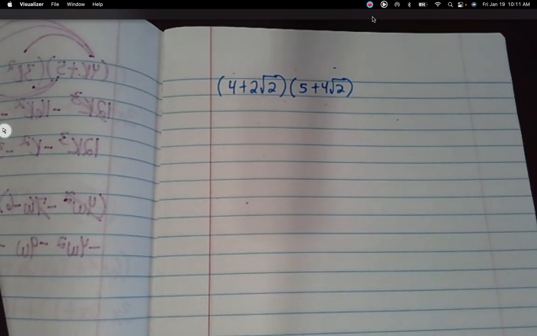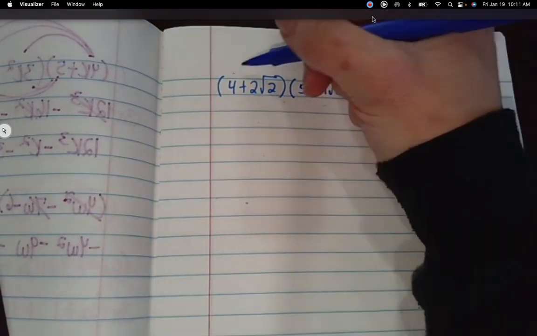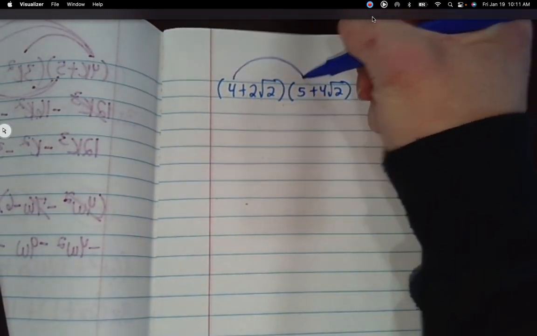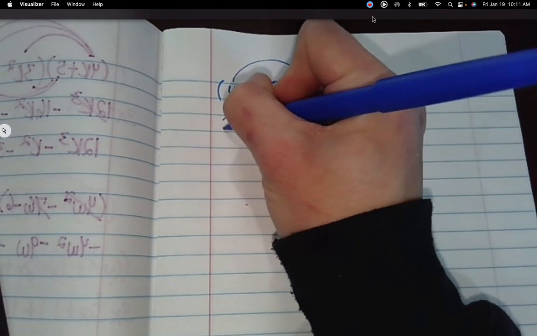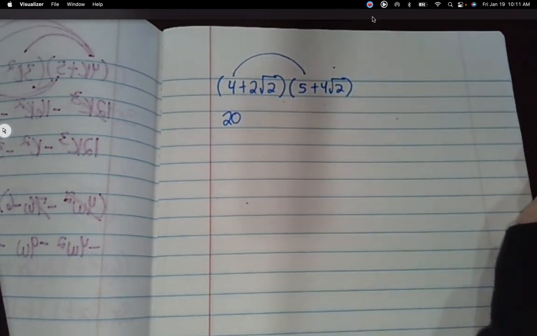On this one, what do? Yeah, you distribute, which is the FOIL method. Both of you were right. So I'm going to take the 4, and I do 4 times 5. What is that? 20. Is everybody good with the first step?